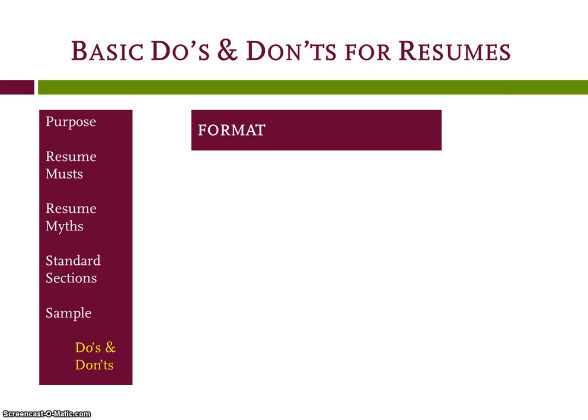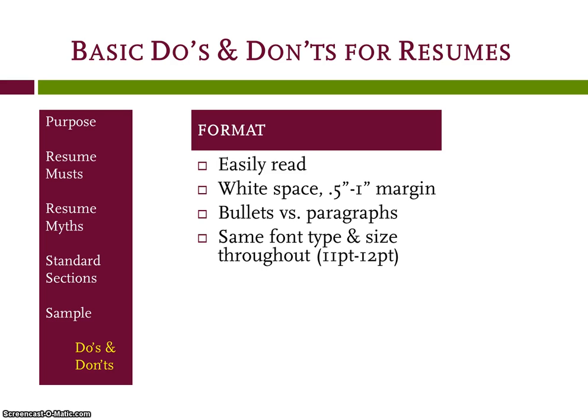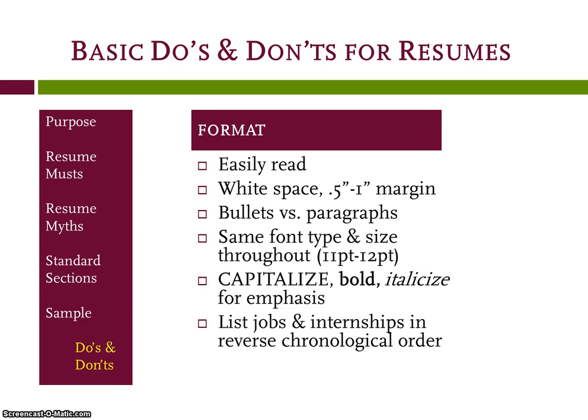As you look over your resume, make sure that it is easy to read and that there is enough white space around the margins. We suggest using bullets versus paragraphs, as this allows someone to skim your resume quickly. Consider using a simple and clean font, and be consistent and use the same font type and size throughout your resume. You can use capitalization, bolding, and italics for emphasis, just don't use too much of it. For your name and section headers, you can use a slightly larger font size. You also need to list jobs and internships in reverse chronological order within each section, and make sure you stick to a 1 to 2 page resume.